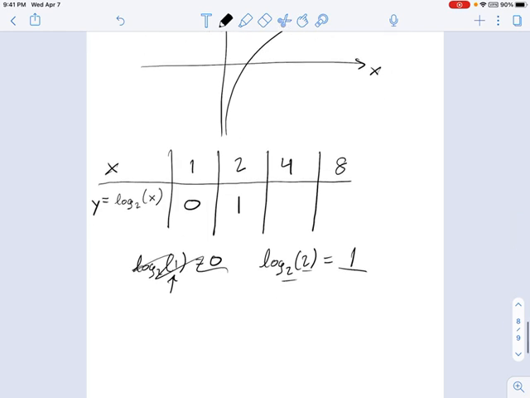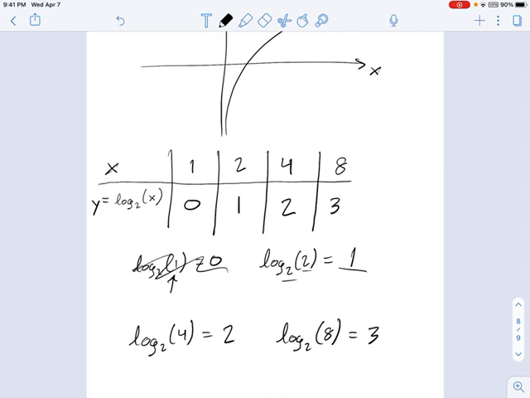And let's try another value. Let's say log base 2 of 4. Okay, we'll try x equals 4. Well, 2 to the 2nd power equals 4, so this becomes 2, and you can see where this is going. Log base 2 of 8 in the next example, well, that's just 3. 2 to the 3rd power equals 8.